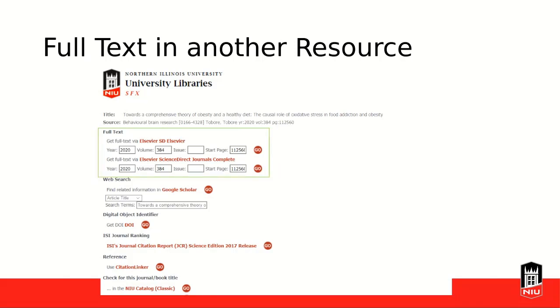So for this particular example, when I clicked on the SFX link, it found the full text in actually 2 separate resources that we have. So that means that the first option says full text. It provides that citation information, and then all you have to do is click the red Go button, and that will take you to where the full text of that article is located. So that's what we hope to find.